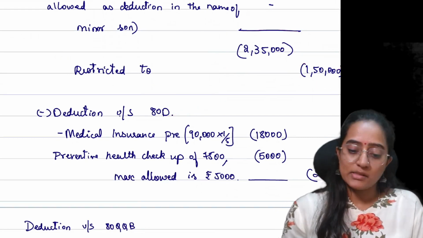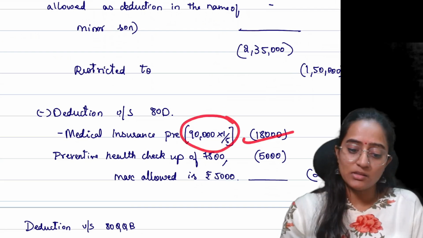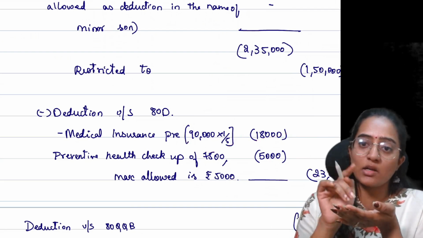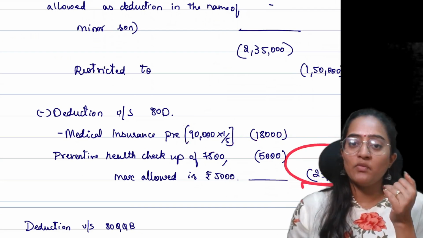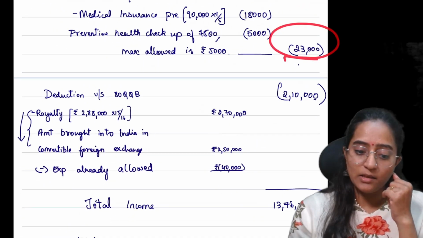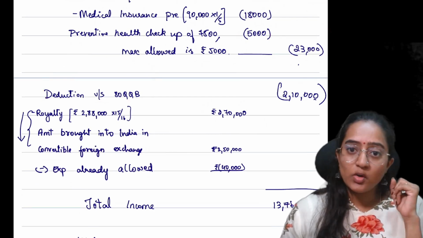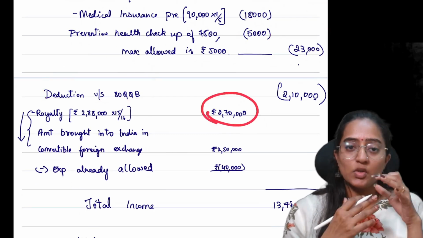Premium payment, we have already discussed: 90,000 for 5 financial years, 18,000 you have considered. Preventive health checkup up to a total of 25,000. Rounding off, you can take it completely. 23,000 is available. Clear?